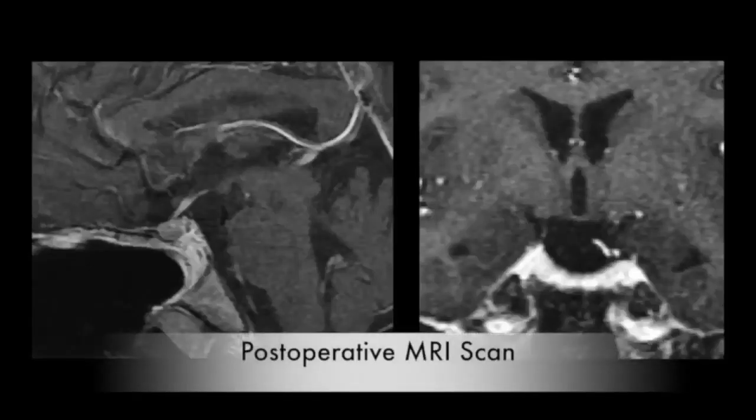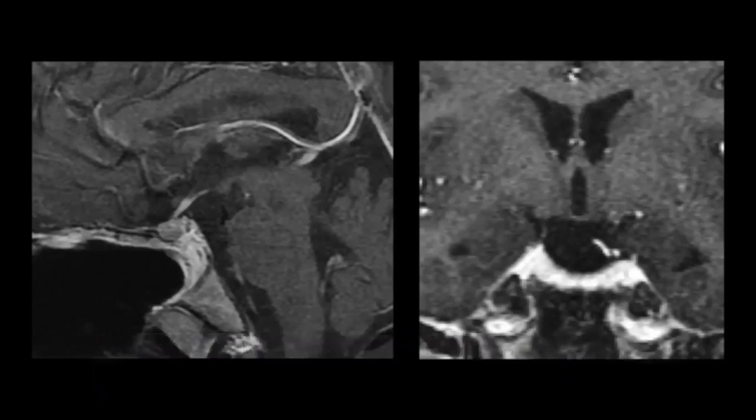Post-op MRI scan reveals a gross total resection of the tumor. One can see the Medpor in place, covered with a vascularized nasoseptal flap, as well as the pituitary gland stalk and chiasm, as well as medial optic canals with no tumor.